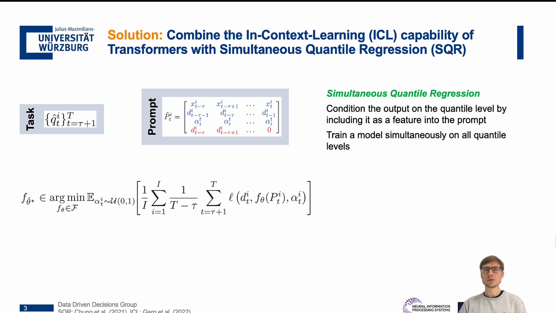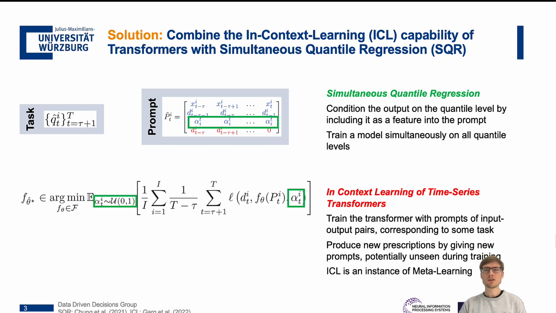Number one, we use simultaneous quantile regression. That means we add the service level alpha into the prompt, into the input, as if it was a feature. Then during training, we sample this service level randomly between 0 and 1, and we also condition our loss function on that service level. And this means that in the end, our trained model is conditioned on the service level, which means if the service level changes, then you just need to change the input in the prompt, and the model will adjust the quantity accordingly without having to retrain the model.